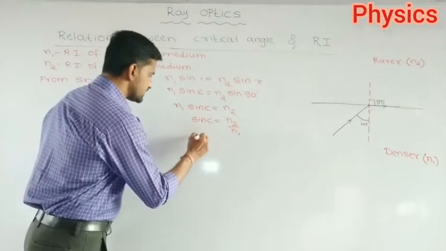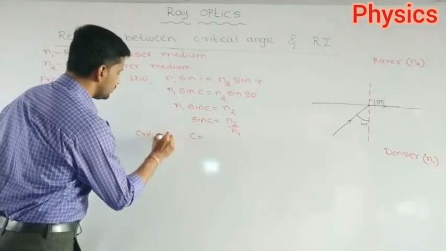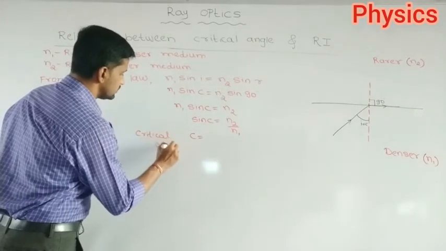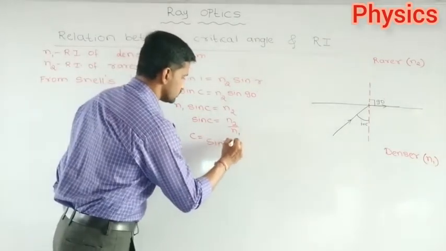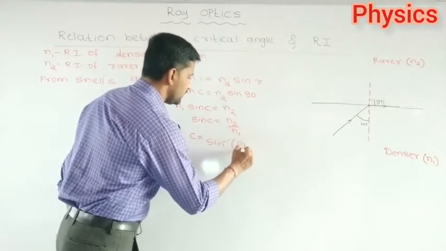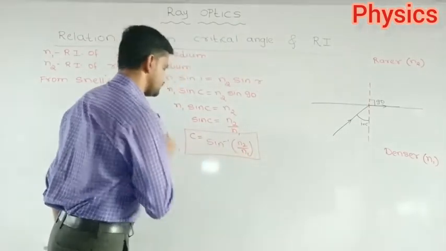C is nothing but the critical angle. Critical angle C is equal to sine inverse of N2 divided by N1.